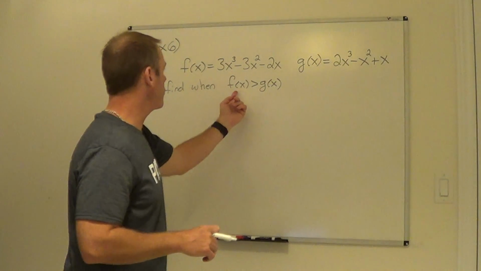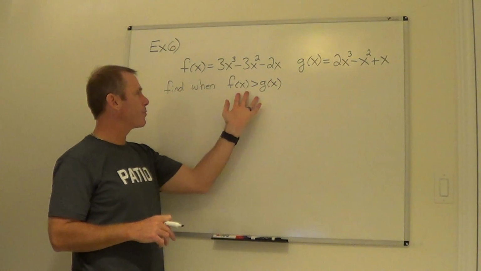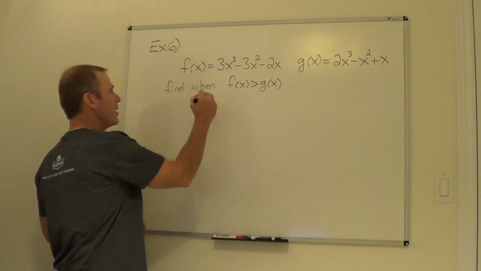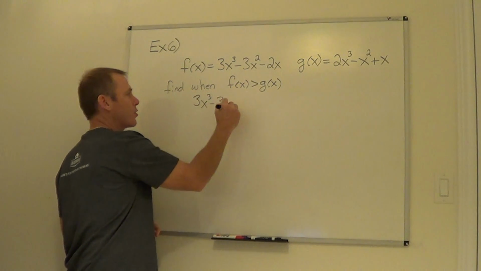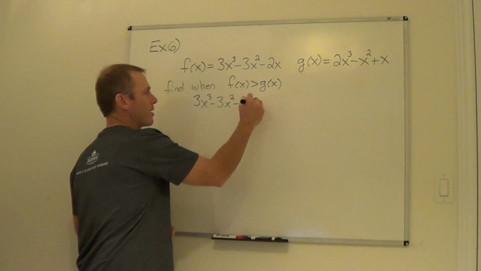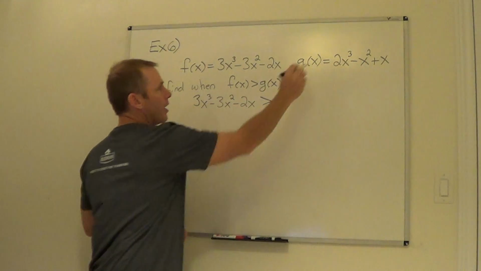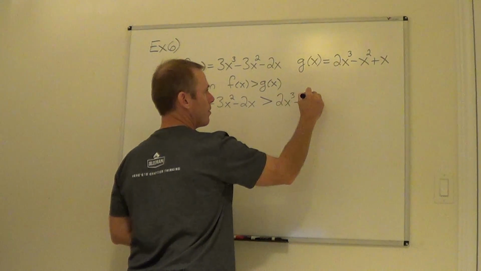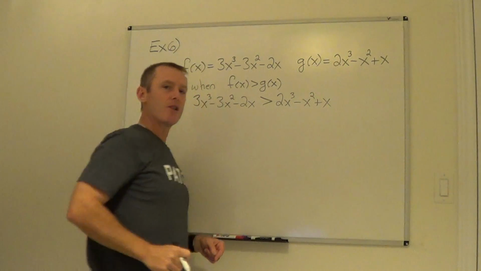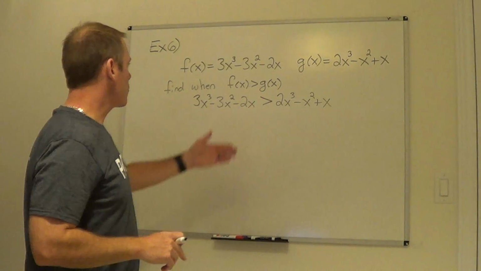Alright, so what I'm going to do for this inequality is I'm going to substitute in the values. F of x, again I'm going to write it out. We got 3x cubed minus 3x squared minus 2x greater than, there's our g of x there, 2x cubed minus x squared plus x. Now what is not explained in the note is where do I go from here?